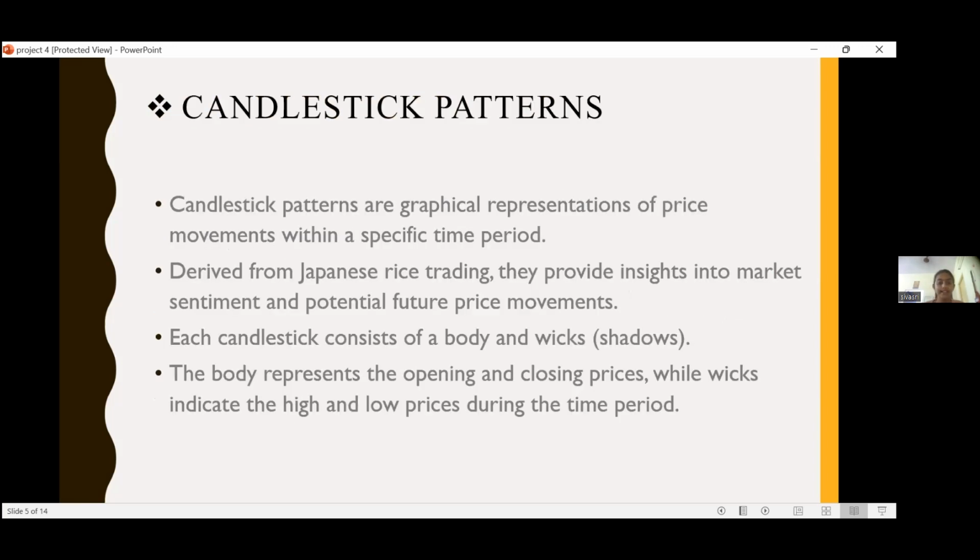Next, candlestick patterns. Candlestick patterns offer insights into market sentiment and potential trend changes.